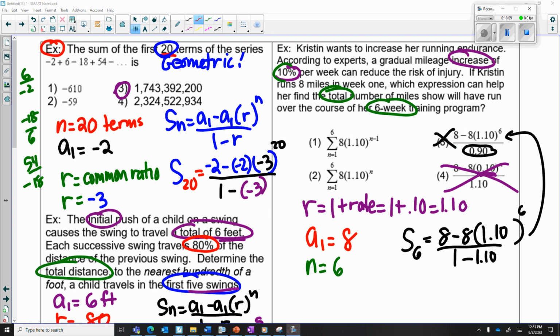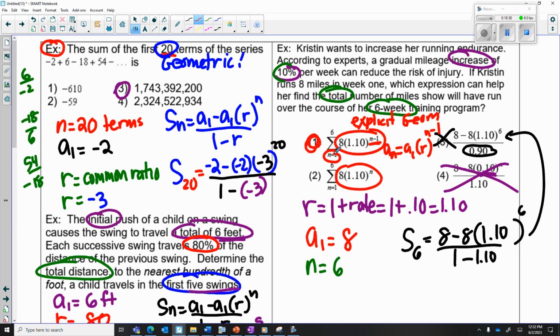The main thing you need to know is that the formula that goes to the right of the sigma is going to be the explicit geometric formula. The explicit geometric formula is a sub n equals a1 times r to the n minus 1. So the answer was actually choice 1 because there's an n minus 1 here. And that is important because when you plug in 1, you want to obtain week 1, which is 8. If you plug in 1 in here, you're going to get 1 minus 1, which is 0. Anything to the 0 is 1, so you will get 8 for week 1, versus this one, you will not.